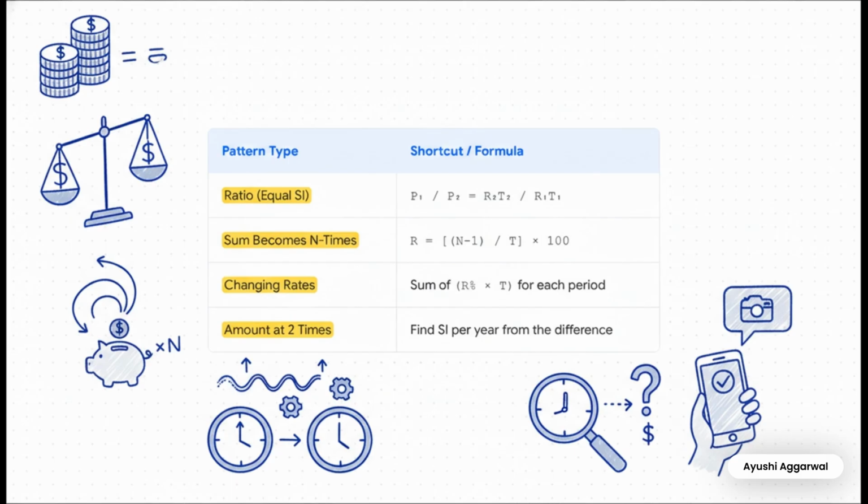When SI is equal, the ratio is inverse. When a sum becomes n times, use the n-1 over t formula. When rates are changing, you just sum up the rate times time for each period. And when you're given amounts at 2 different times, find the interest per year from the difference.